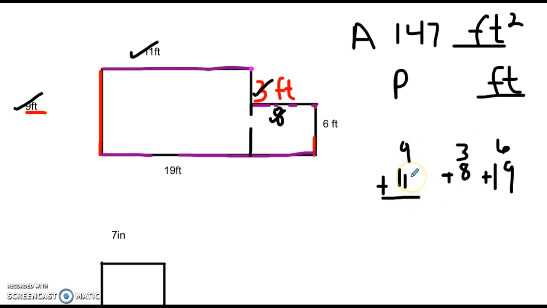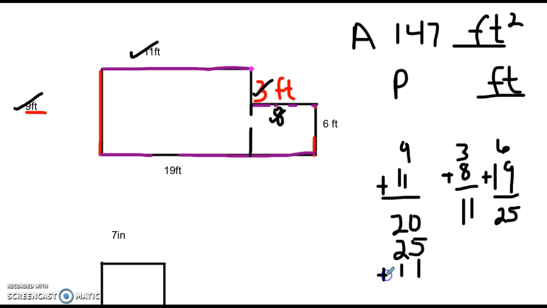I also paired this up because I know 11 and 9 make a really easy match of 20. 8 plus 3 is 11. And then this one's a little more challenging, but 19 plus 6 would be 25. Now the last thing I have to do is add all 3 of them up. So I'm going to put the 25 and the 11 underneath here. 3 pretty easy numbers to add together. My ones column is a 6 and my tens column is a 5. So this is 56 feet.